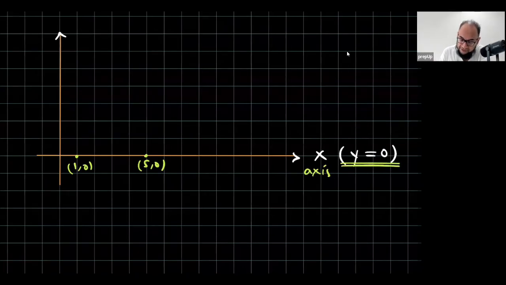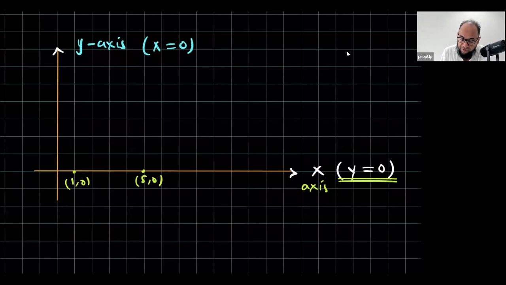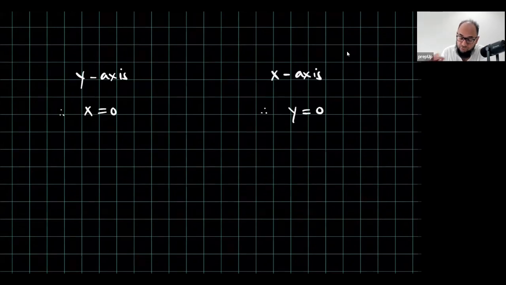Similarly, if I just scroll down a bit, if we have the y-axis, this is known as x equals 0. For example, this is 0, 1. For example, this is 0, negative 1. For example, this is 0, 3. So all along the y-axis, the x coordinate is unchanged. So let me rewrite over here. When we have the y-axis, the equation is x equals 0. When we have the x-axis, the equation is y equals 0.